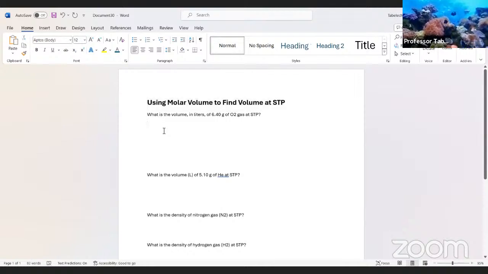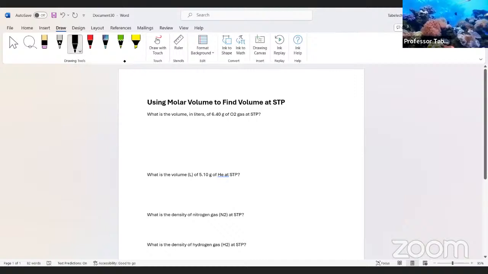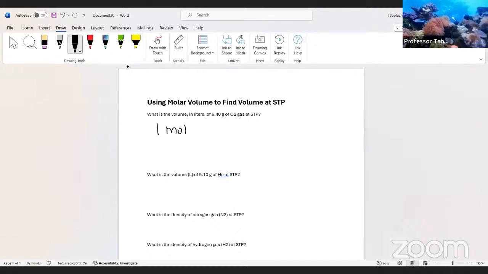So it says, what is the volume in liters of 6.40 grams of oxygen gas at STP? One thing you have to consider is that when you hear the word molar volume, molar gas, you have to think of this phrase here and STP. You have to kind of think of it this way. Okay, so let me go ahead and share with you all a couple of things. 1 mole of whatever gas you're dealing with is going to equal 22.4 liters of said gas.